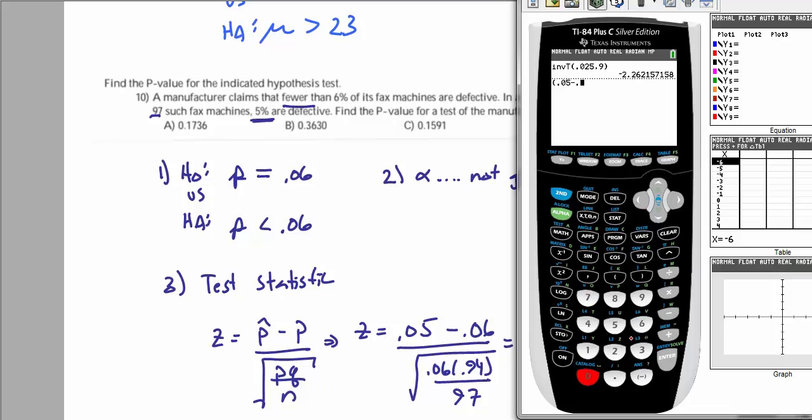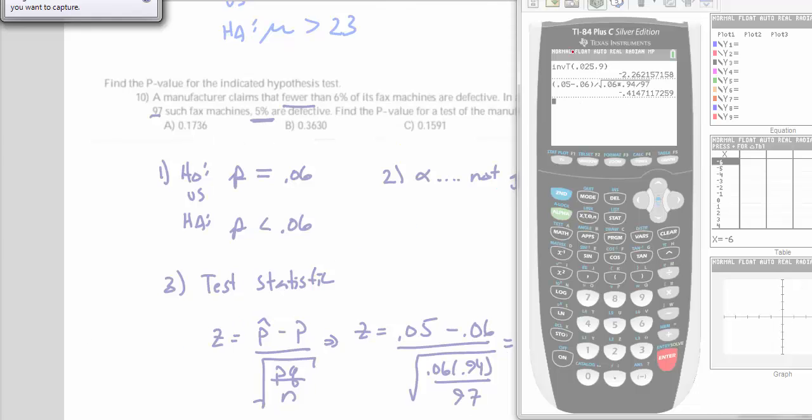0.05 minus 0.06, divided by, okay, now I have the square root, 0.06 times 0.94, that's P and Q, divided by 97 is my sample size. And again, all of this is underneath the square root sign, that's very important. So this is my test statistic, negative 0.4147. And what that's saying is I'm negative 0.4147 standard deviations below the mean.